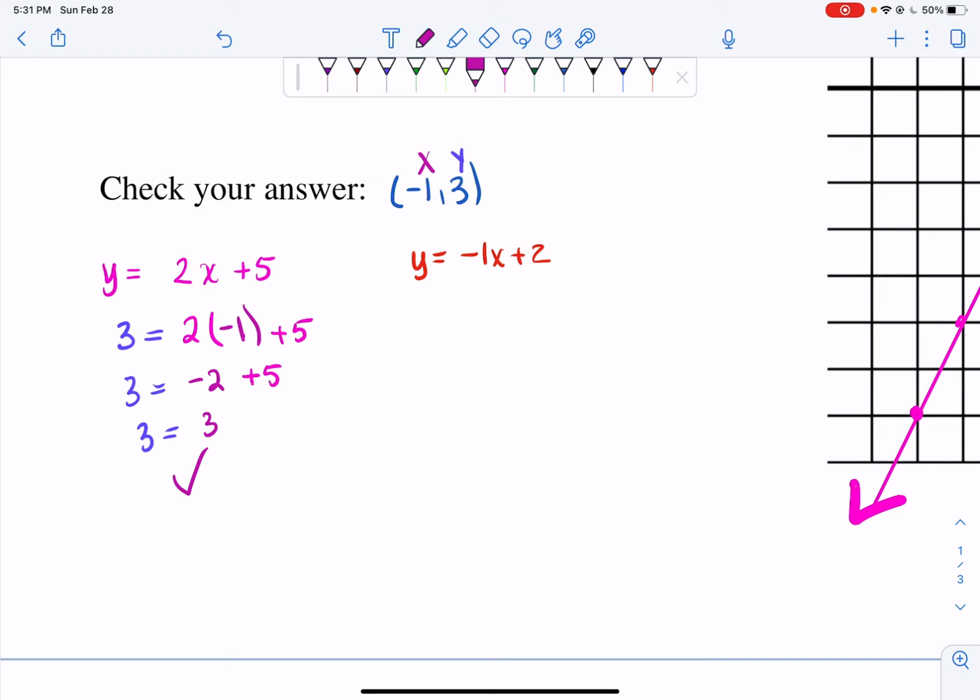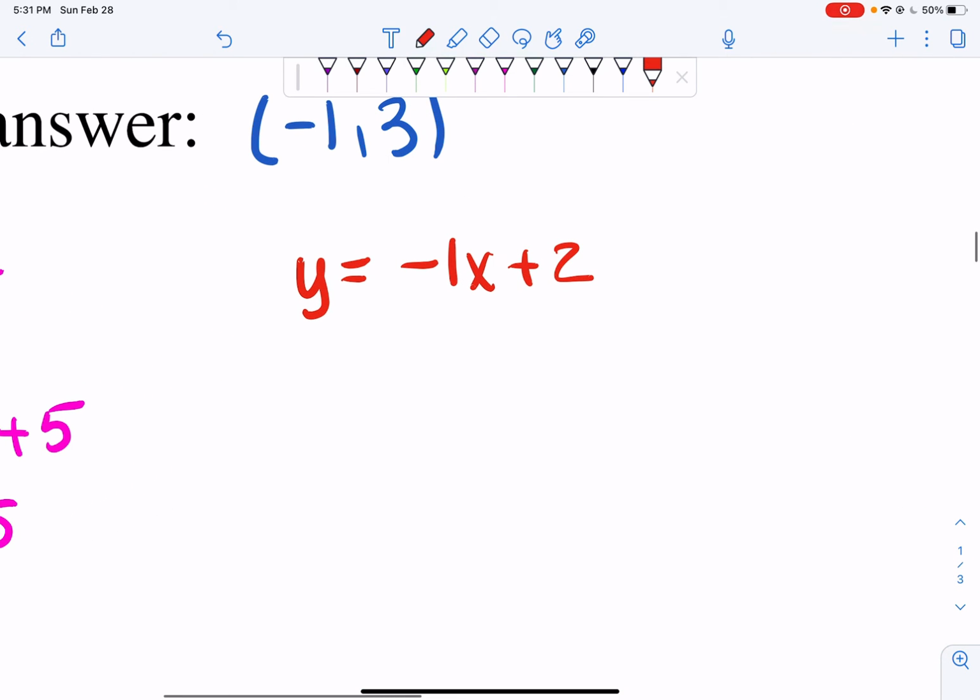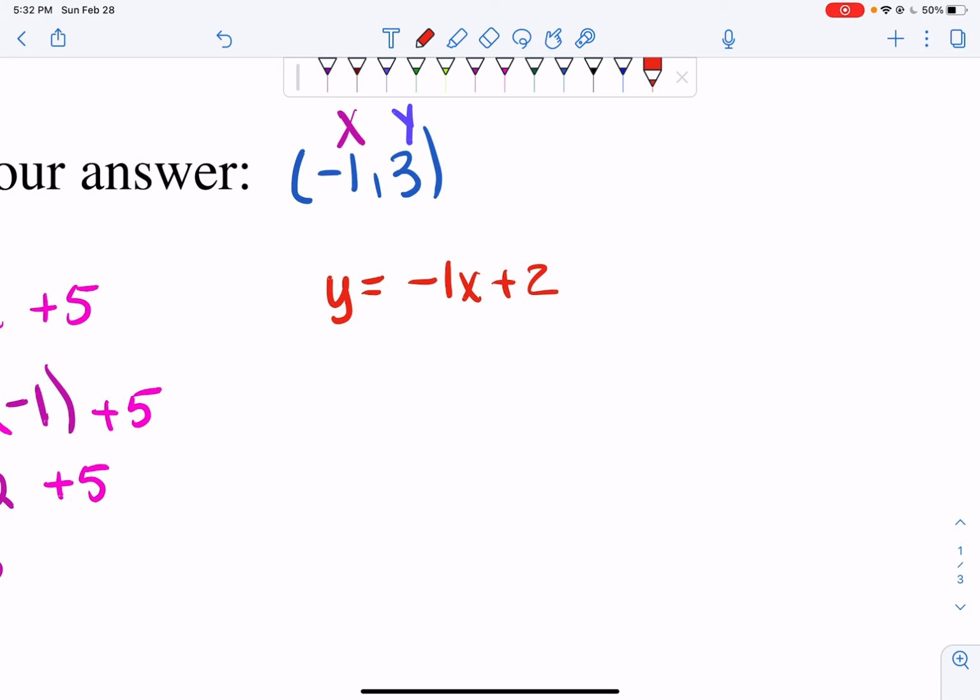We're now going to do the exact same procedure on our linear equation on the right. So everywhere I see a y, I'm going to plug in a 3. So I have 3 equals negative 1 times negative 1 plus 2.